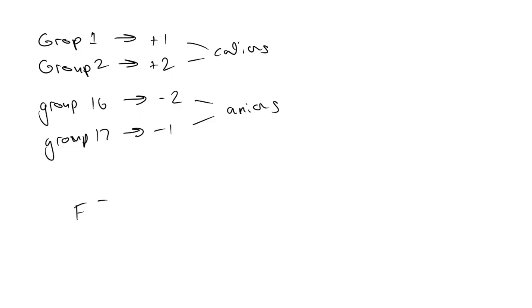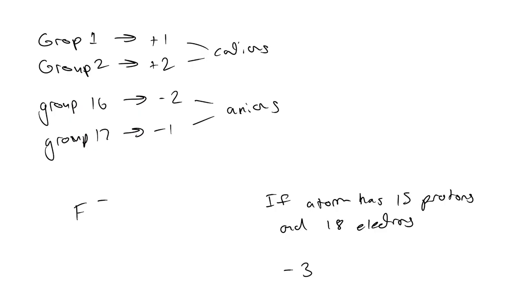If I say an atom has 15 protons and 18 electrons, what's its charge? And its charge would be -3, or 3 minus, and that would be an anion. So just knowing how adding and taking away electrons affects the charges is really important for this.